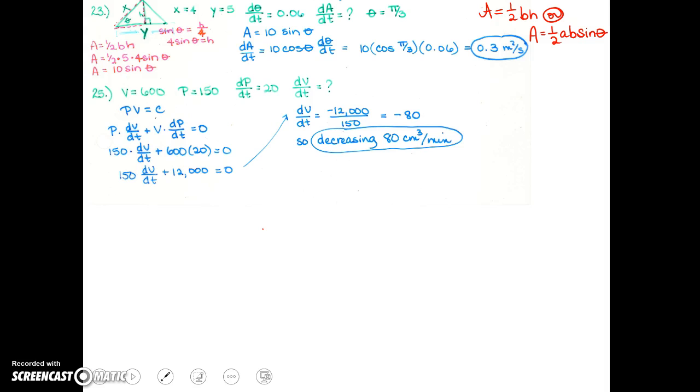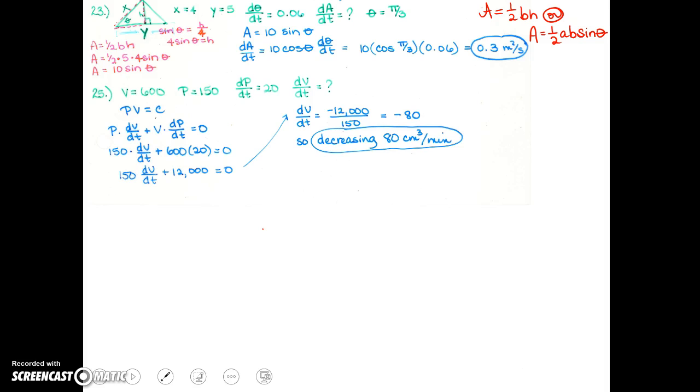All right, then for 23. For 23, it says two sides of a triangle are 4 meters and 5 meters in length, and the angle between them is increasing at a rate of 0.06 radians per second. Find the rate at which the area of the triangle is increasing when the angle between the sides of fixed length is pi over 3.